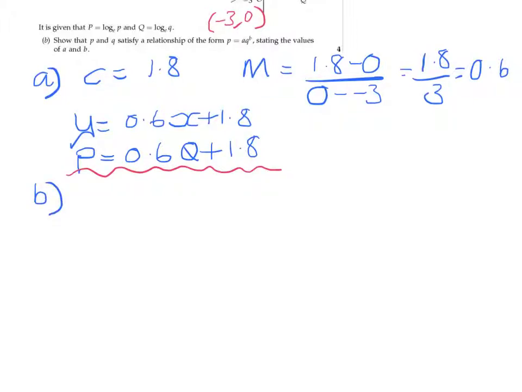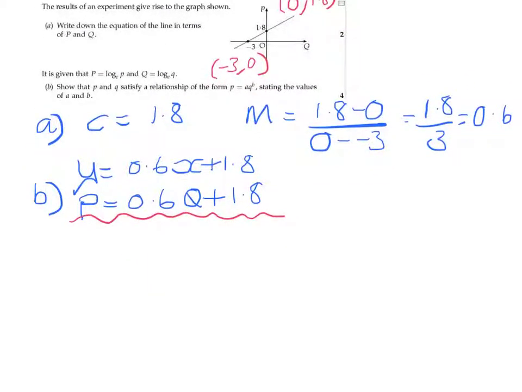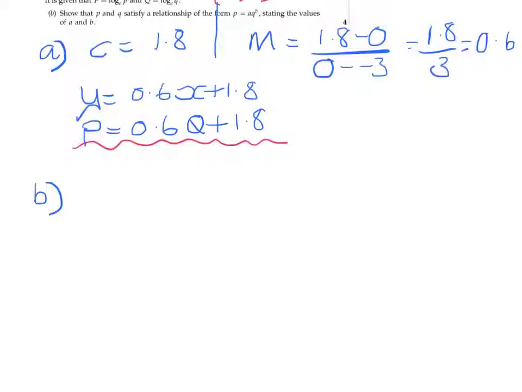Now, it's given that p is log base e of P and q is log base e of Q. These are triggers for you here. In part A, it mentioned that this was the result of an experiment, and then in part B, we're actually told that the p and q are actually log base e of the P and Q. This is how you know that this is the type of question that you're being asked.